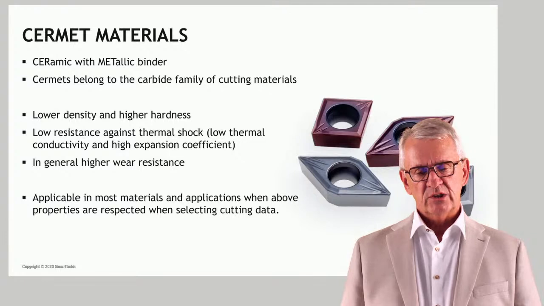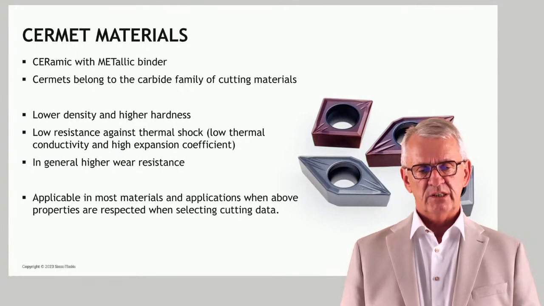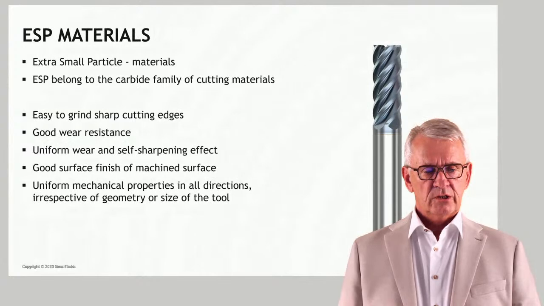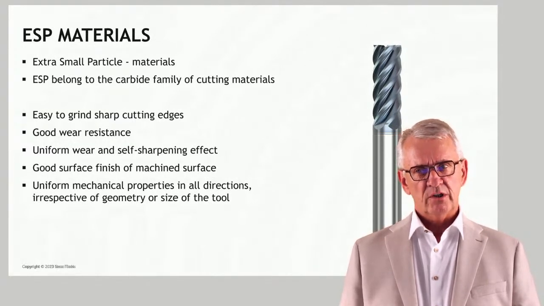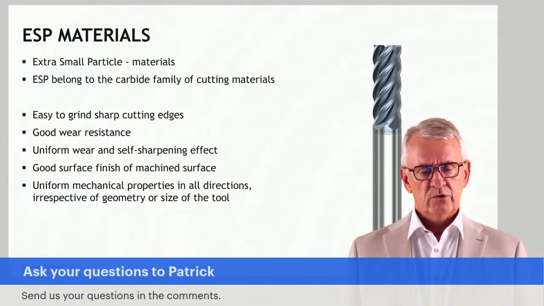Cermets, as I already said, is basically carbide, but carbide where the core material is tungsten carbide. When cermets, the basic material is titanium carbide. But for the rest, I put it under the same family as cemented carbides, cermet materials. There are also what we call ESP materials, extra small particle, very small grain sizes, which is also cemented carbide. Here we talk about the grain.